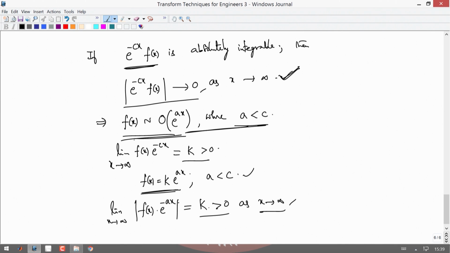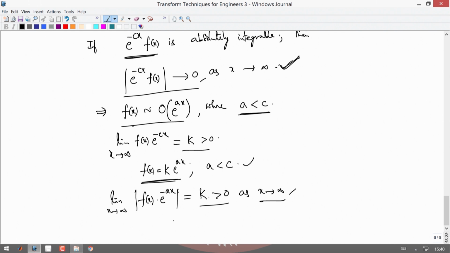That means f of x is a function of exponential order a, where a is less than c, that is the meaning. Okay, a is less than c. This is the argument with which you can see that the moment you see it is going to 0 and this function is of exponential order a less than c, that means it is like e power ax, a is less than c.